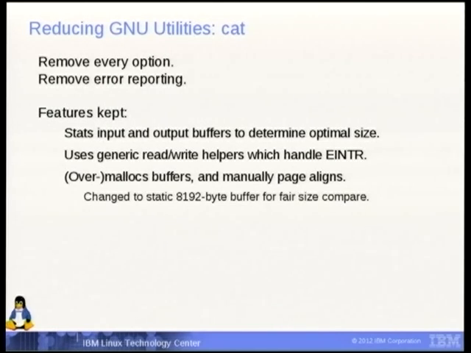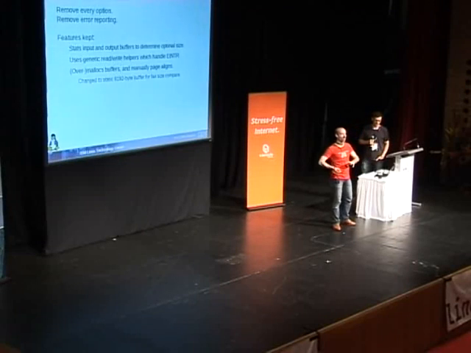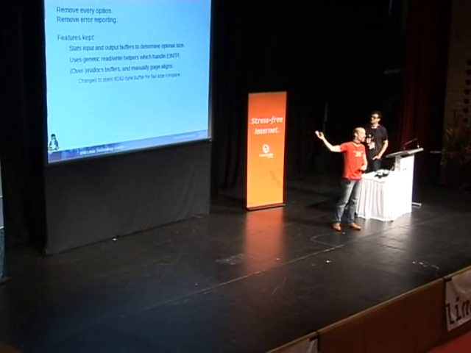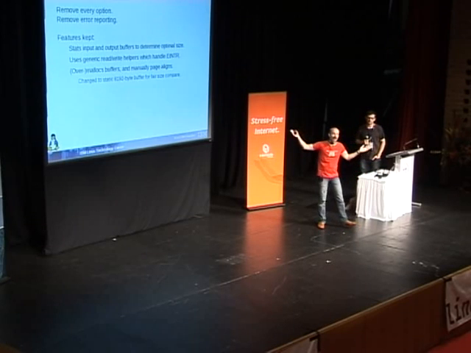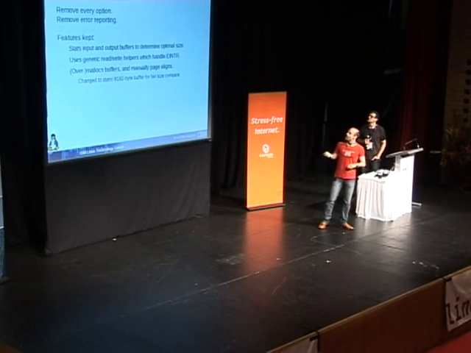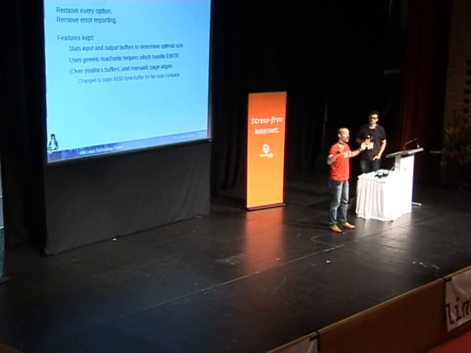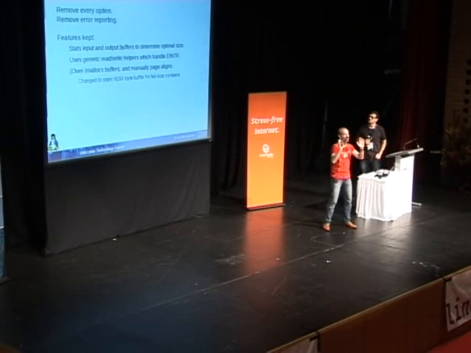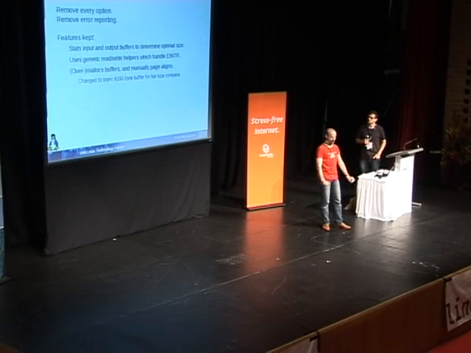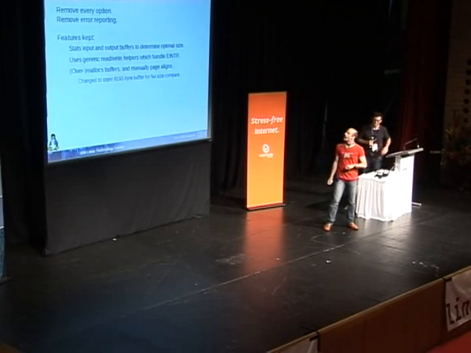It does stat the input and output buffers to get the block size, to figure out the optimal size for its internal buffer to read and write. So I left that in because it's a modern optimization. It has to do with portability, and it's something you probably should be doing. It uses these generic read-write loops that everyone uses, in lib and coreutils, that handle EINTR, even though we don't need to in cat, because we don't handle signals. What's fascinating is it mallocs this buffer, over-mallocs it by a page size minus 1, and then bumps the pointer up so it will be a beautifully page-aligned buffer, and I have no idea why. So I left that in.